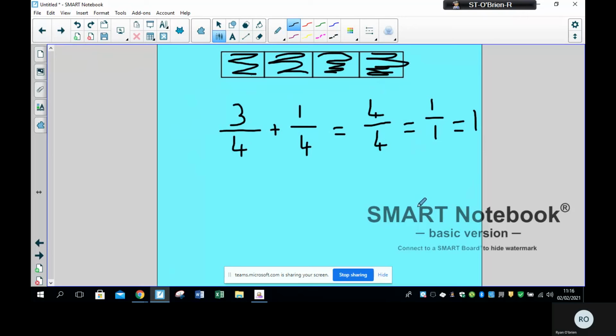So that's what you're going to be doing. You're going to add the fractions, find the answer, and then have a go at dividing the numerator and the denominator by the same number to find the simplest fraction. You could try halving it, see if you can halve it again, or you might just be able to look at it and know what you can divide them by.